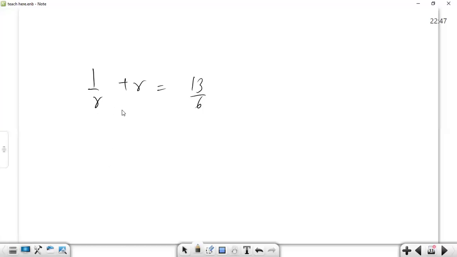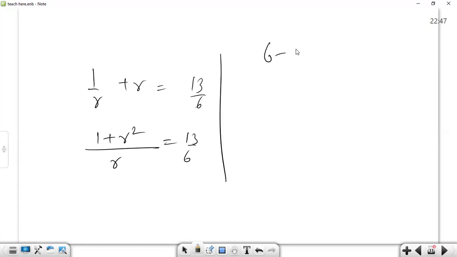So there are two, let's take R common. R is LCM, 1 plus R square, that becomes 13 by 6. Cross multiplying, 6 plus 6R square is equal to 13R. 6R square minus 13R plus 6 is equal to 0. Let's write that properly: 6R square minus 13R plus 6 becomes 0. This is a quadratic equation.